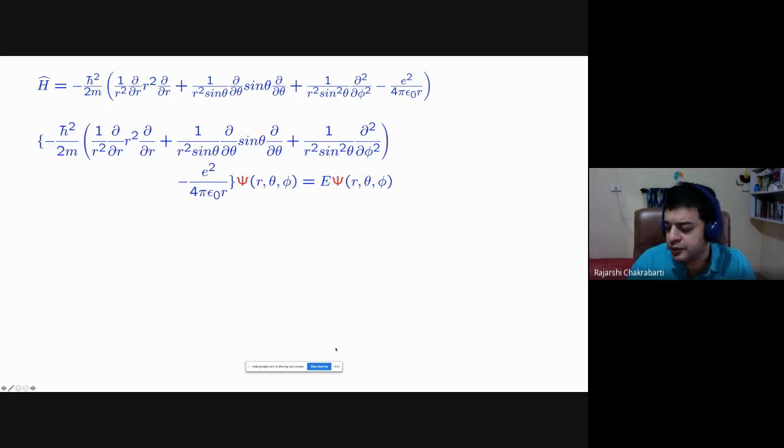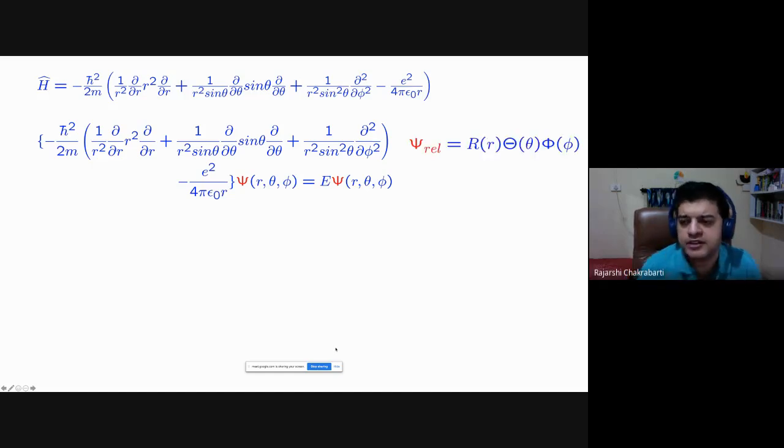This is the Schrodinger equation, H psi equal to E psi essentially. Psi is for the relative coordinate, and this is what we assume: it is a product of a function of r, a function of theta, and a function of phi. Remember, all of you? This one you should remember. The product of three functions.